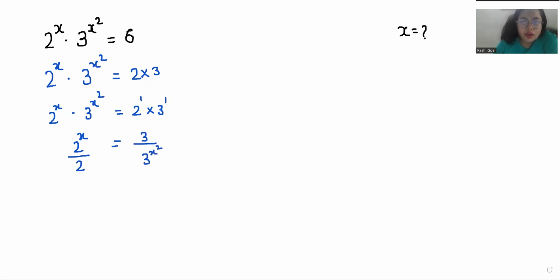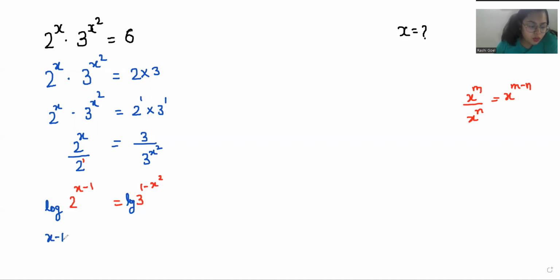Now according to the exponent rule, x^m by x^n, we can write it as x^(m−n). So I'm going to apply this rule here. So 2^(x−1) is equal to 3^(1−x²). Now I'm taking log on both sides. So log 2^(x−1) is equal to log 3^(1−x²).